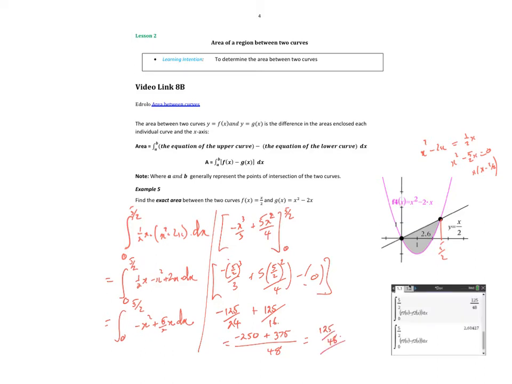We see there that our 125 on 48 is approximately 2.6, which is the value we can get using our CAS if we just evaluate under calculus, bounded area. But again, remembering that only gives us an approximate answer.